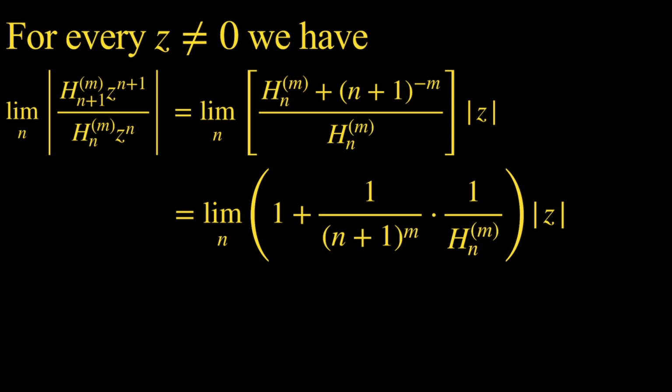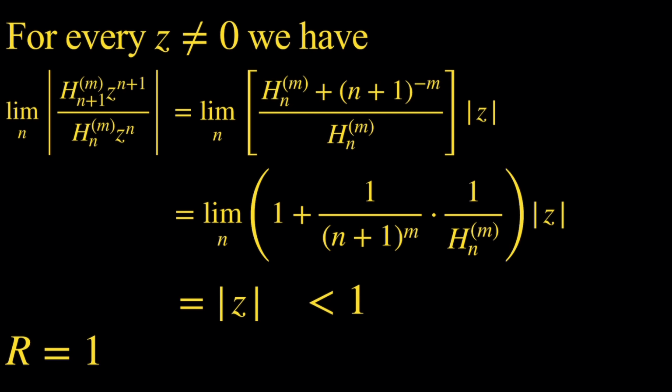As n goes to infinity, the nth harmonic number of order m is going to converge to zeta at m, where zeta is simply the Riemann zeta function. And 1 over n plus 1 to the m will tend to 0. Therefore, the whole thing is going to converge towards the modulus of z. And because we're using the ratio test, we want this ratio to be less than 1 in order to have convergence. So this tells us that the radius of convergence of the generating function is equal to 1.